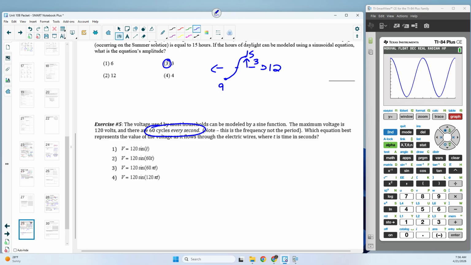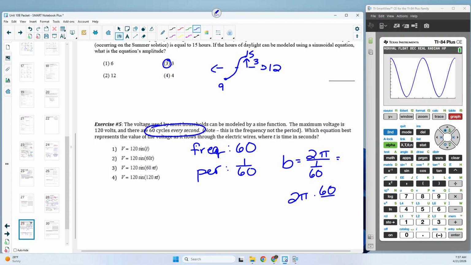So looking at this, my frequency is actually 60, which means my period is 1/60. So my B value is going to be 2 pi over 1/60, or 2 pi times 60 over 1. So this is going to be 120 pi for my B value. So this is the equation I want. So it's a little different to start from frequency, but I wanted you to see one of those.